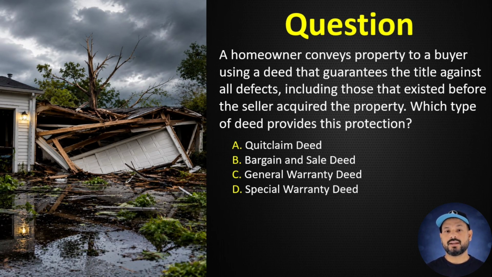Question number 41. A homeowner conveys property to a buyer using a deed that guarantees the title against all defects, including those that existed before the seller acquired the property. Which type of deed provides this protection? A. Quitclaim deed. B. Bargain and sale deed. C. General warranty deed. D. Special warranty deed. Correct answer, C. General warranty deed. A general warranty deed provides the broadest protection against title defects.